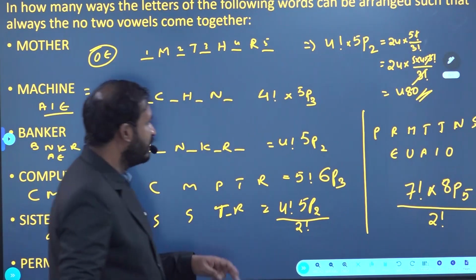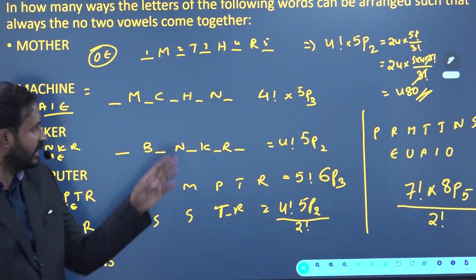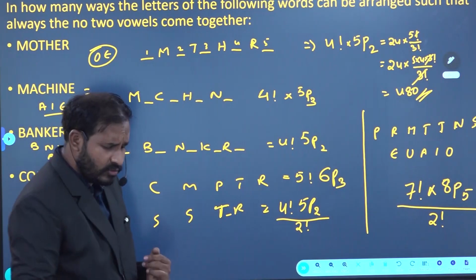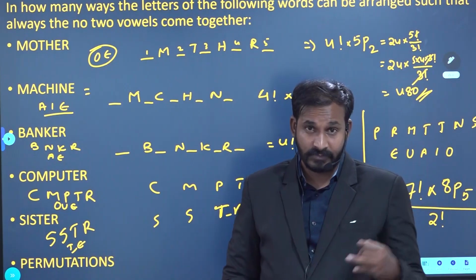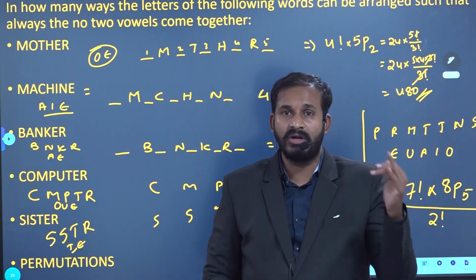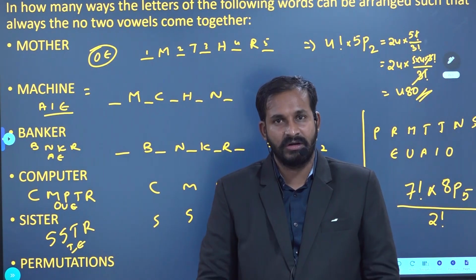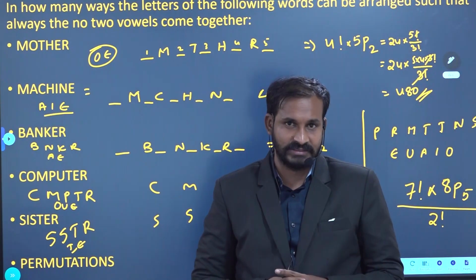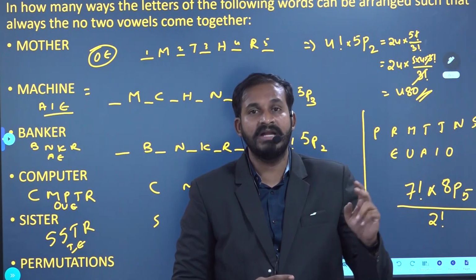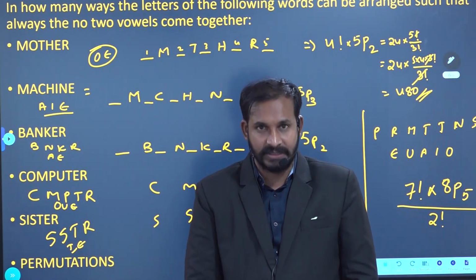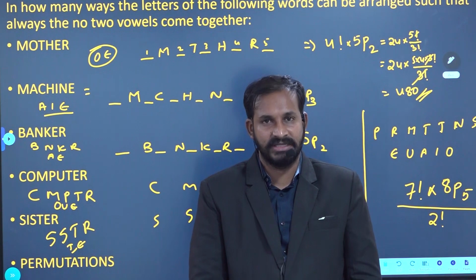See here, students. Whenever there are only 2 vowels in the given question, the no 2 vowels case and the vowels not together case will be the same. Am I correct or not? Whenever there are only 2 vowels, the no 2 vowels case and the vowels not together case are the same. Is it correct or not? Yes, it is correct. Why?